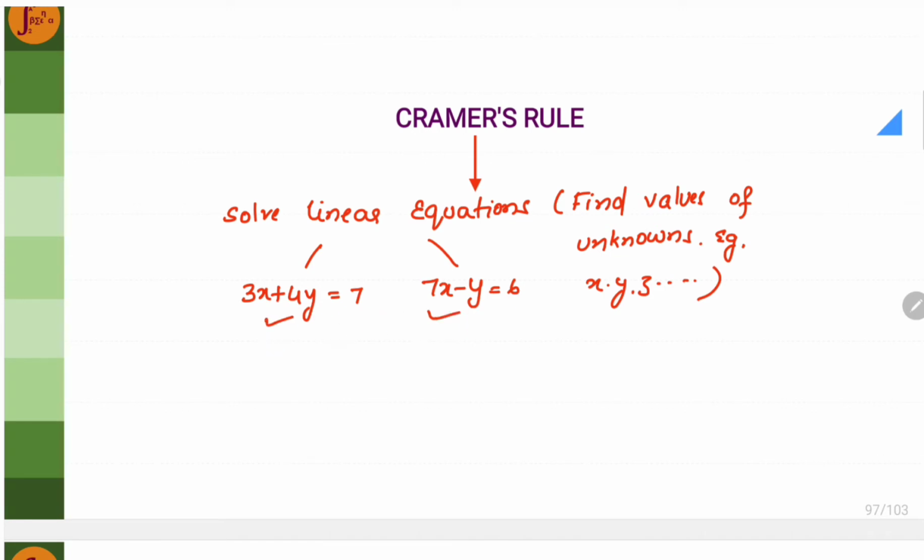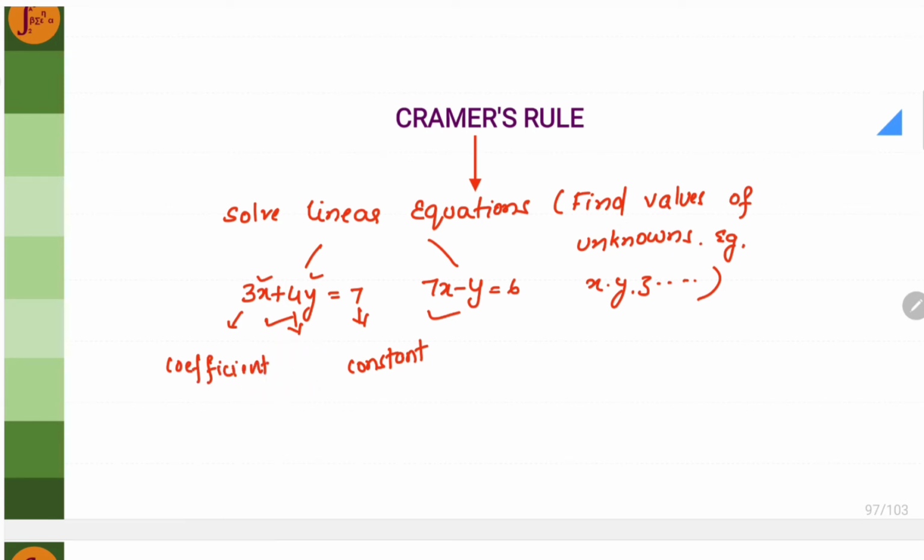These are linear equations. And given these equations, we should be able to figure out the values of x and y. X and y are unknowns. And 3 and 4 are called coefficients. 3 is called the coefficient of x, 4 is called the coefficient of y, and 7 is called the constant. 7 is the constant. 3 and 4 are coefficients.